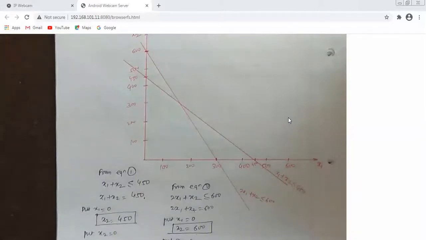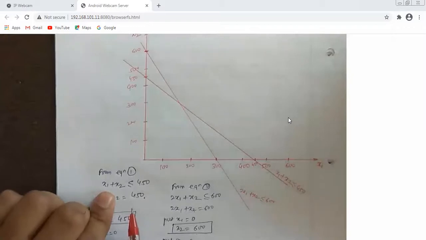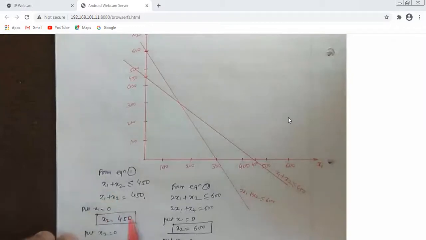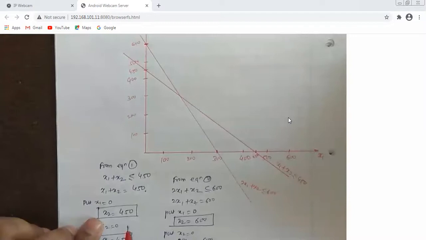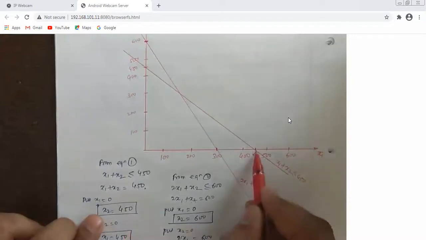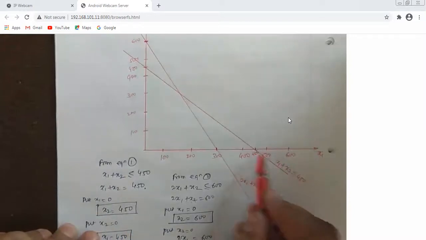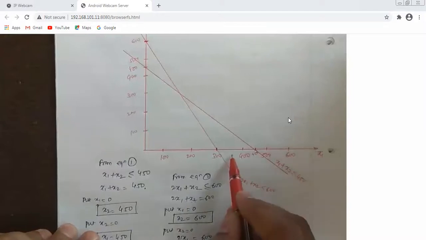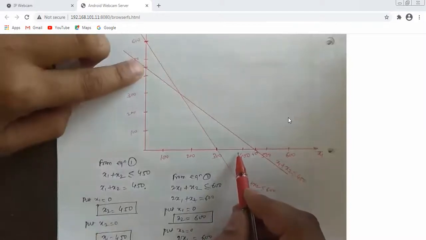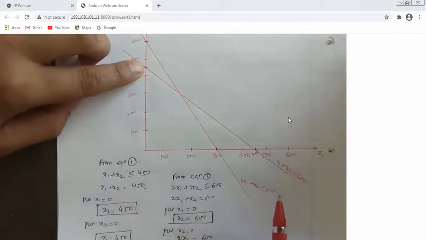Okay. Now see, what is equation number 1? x1 plus x2 is less than or equal to 450. And we are getting the value of x1 and x2 as 450. So what is the meaning of that? Either the value of x1 is 450 or less than 450. Similarly, either the value of x2 is 450 or less than 450.